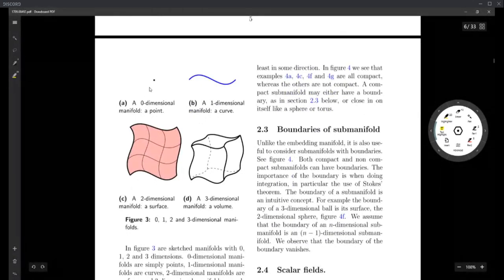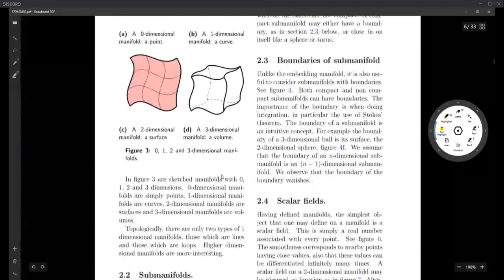A point has zero dimensions. A curve has one dimension. A surface has two dimensions. You get the picture. Three dimensions for a volume and so on.